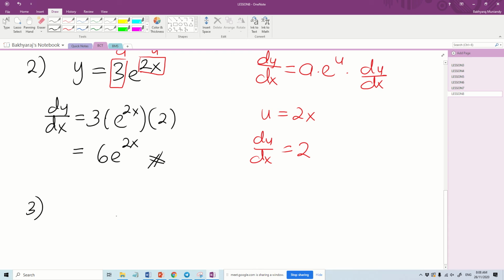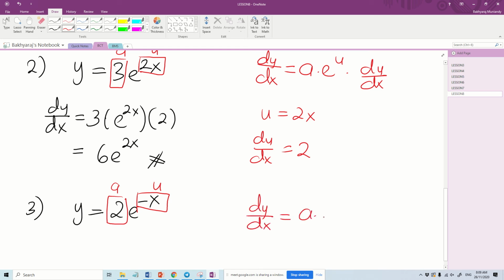Next, we proceed with another example. My example number 3 will be y equals 2 exponent negative x. Get your a, which is 2, and your u, which is negative x. And what is the formula? dy/dx equals a dot e^u dot du/dx.